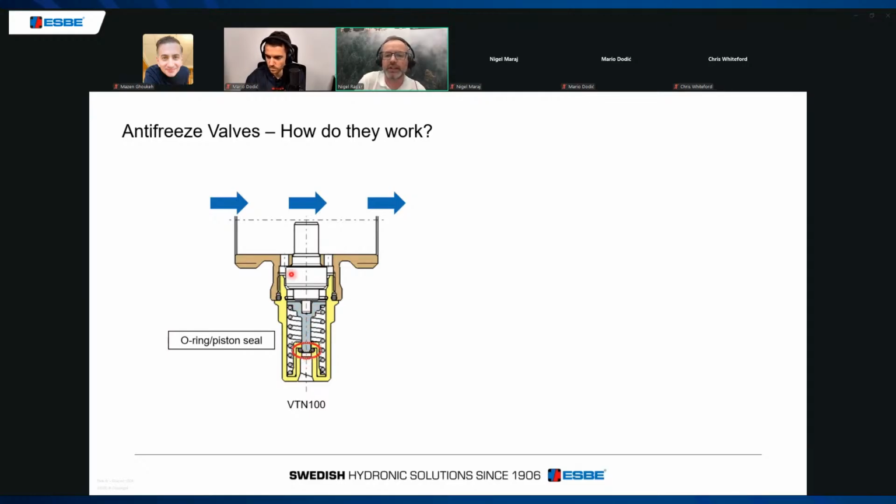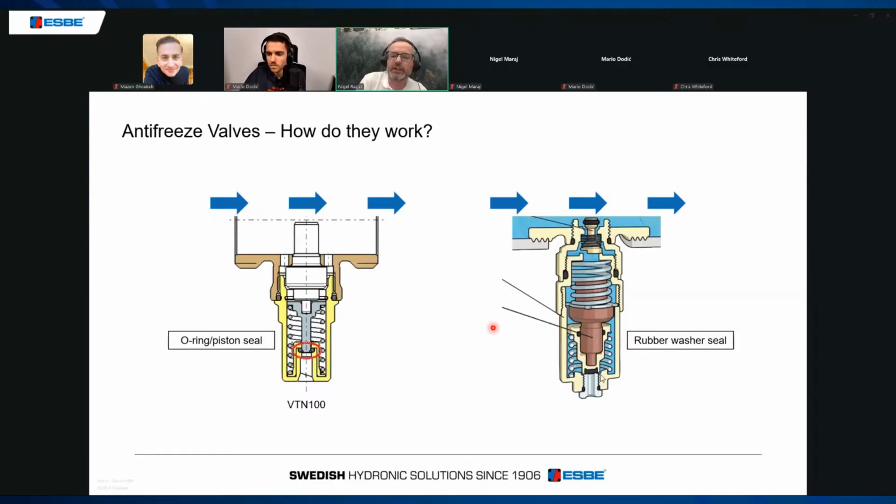But conversely, as the temperature drops, the wax shrinks and the spring pushes this grey piston, and you see it's through an O-ring housing here. Once the grey piston comes out of the O-ring, it allows the fluid to escape out of the bottom. So that's how an ESBE antifreeze valve works. Other manufacturers do it slightly differently, in that their element's not directly in the water flow path, so you're relying on the water making its way down to the element.